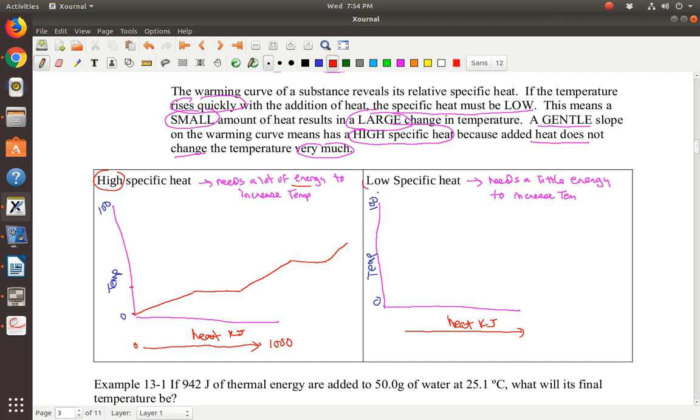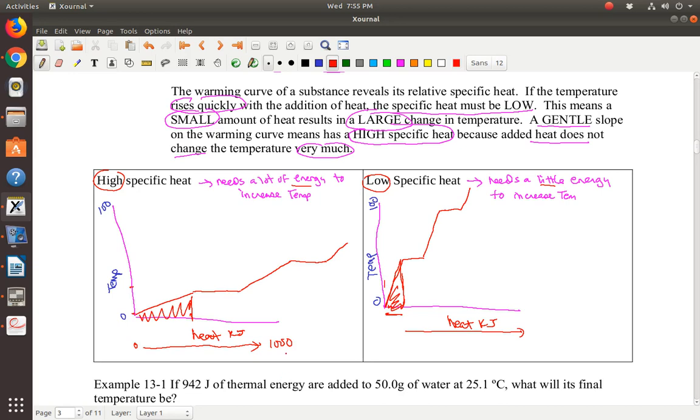But if it has a low specific heat, it only needs a little tiny bit of energy. See how much energy this is, a lot of energy in here to raise the temperature. But if it has a low specific heat, it only needs a tiny bit of energy for the temperature to go way up. So here we got just a little bit of energy, and the temperature went way up. And then you have the latent heat, and then the temperature spikes again, and the latent heat, and it spikes again. So low specific heat requires low amounts of heat to raise lots of temperature.